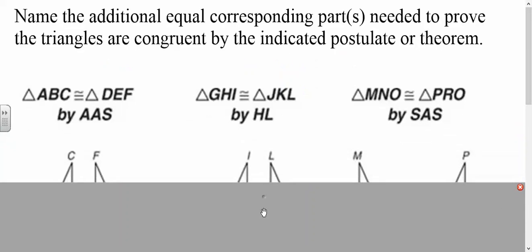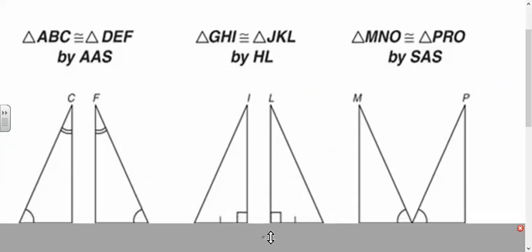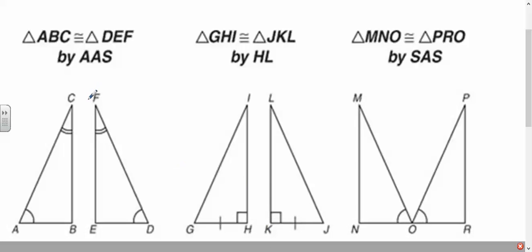Let's look and see what else we might need here. If we want this first one to be congruent by angle, angle, side, we have an angle, we have an angle, angle, and angle. What are we missing? We're missing the side. That's what would have to be congruent, angle, angle, side, in order to make those congruent.